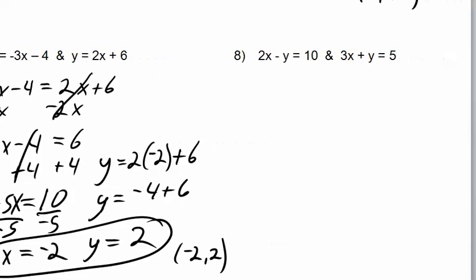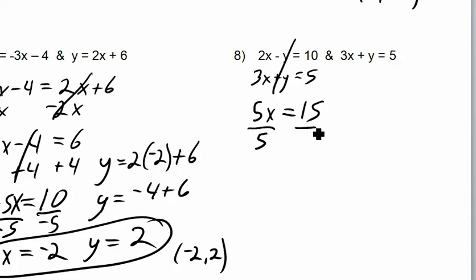All right. Number 8. At this one, they're both in standard. So what we're going to do is combination or elimination. So since the y's are opposite of each other, all we have to do is write this one underneath, and we're just going to add them. So this is 5x, that canceled, equals 15. Divide both sides by 5, because that's 5 times x, and x is equal to 3.